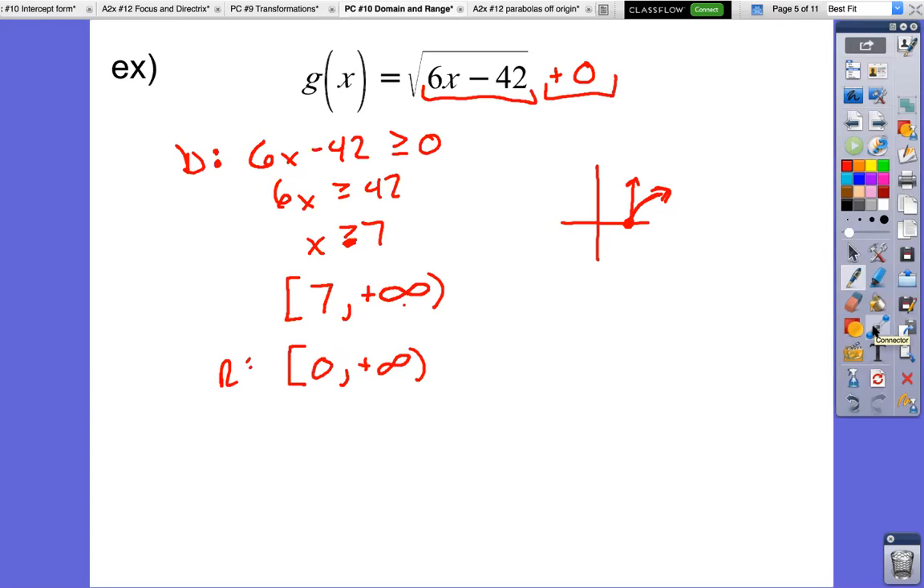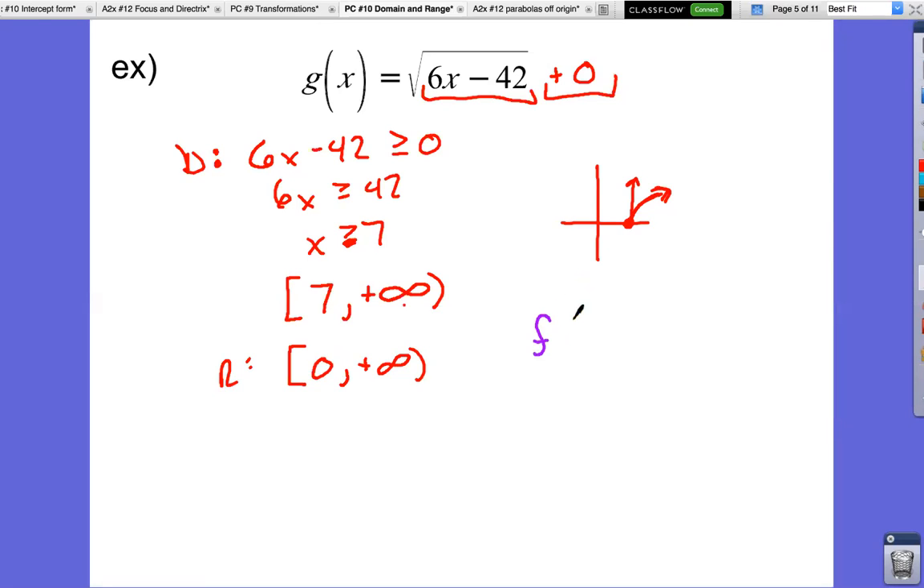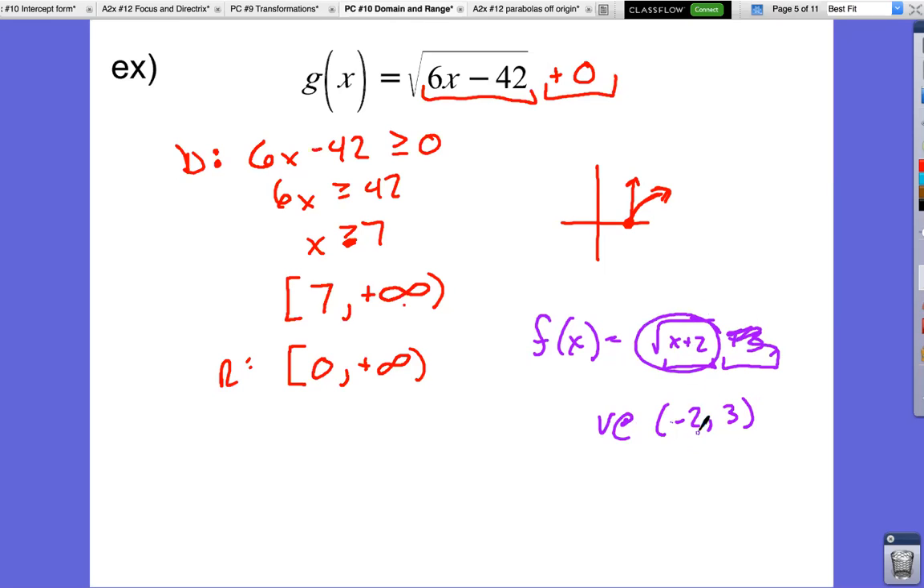Now, one thing that people make mistakes on, and I can't remember if I put it in the slide or not, is here we go. If I have something like this, f of x equals, and I gave you something like the square root of x plus 2, plus 3. You guys should know that your vertex is at -2, positive 3. That's your vertex. So it's been shifted left 2 and up 3. Well, the 3 doesn't affect my domain. The 2 is going to be with my domain. The 3 affects my range, and that's it.